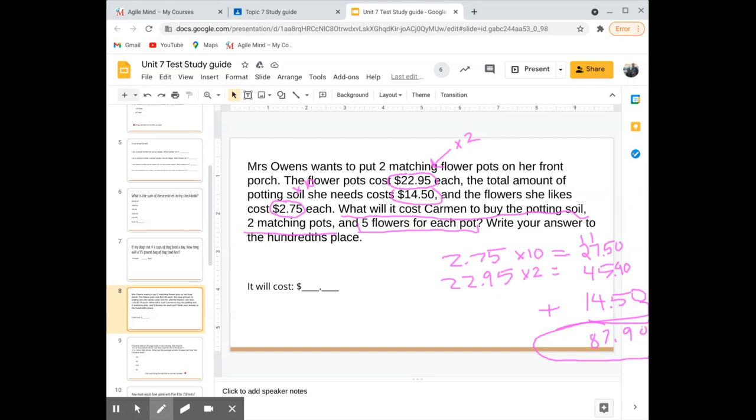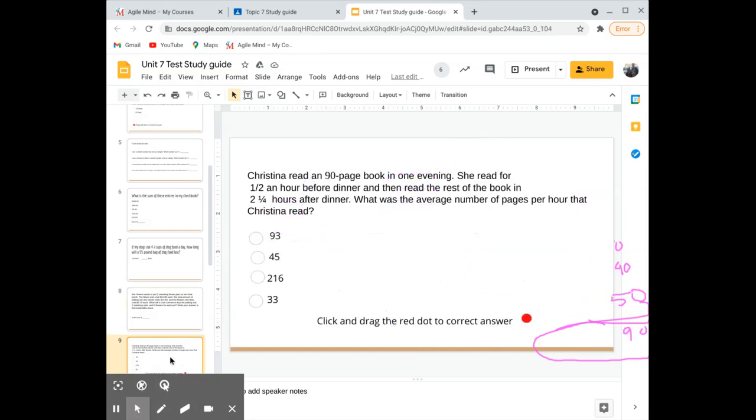And we should have got $87.90. Is that what we got? Yes. So that would go right there. All right. All right, let's take a look at this one real quick.